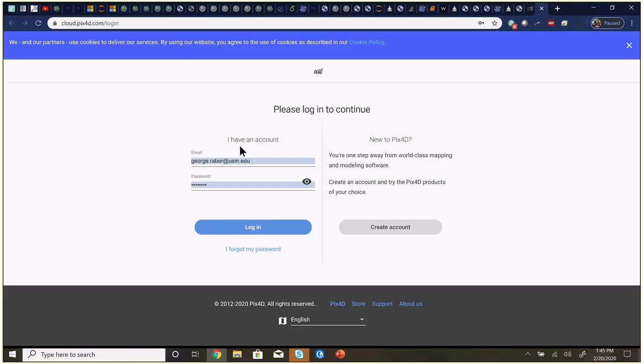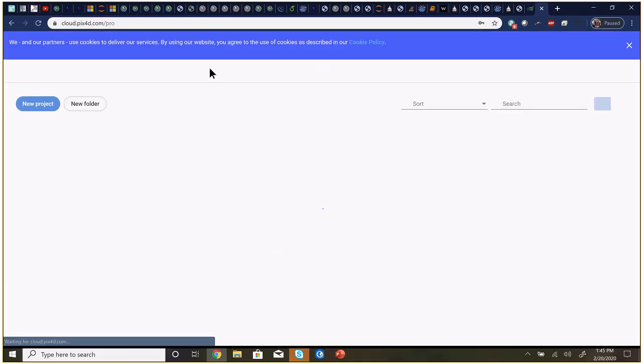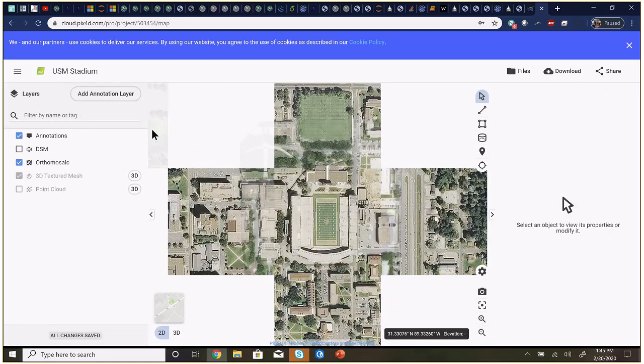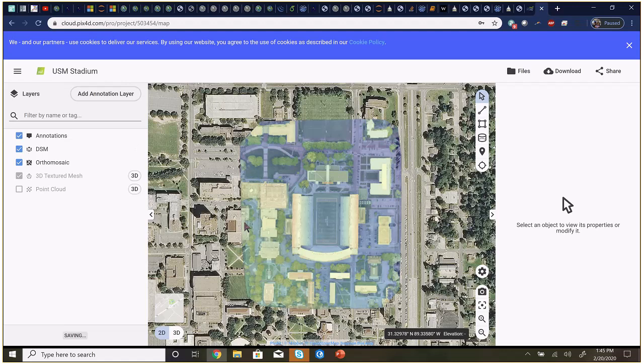It looks something like this. So here's the USM Stadium, and turn off the ortho mosaic.